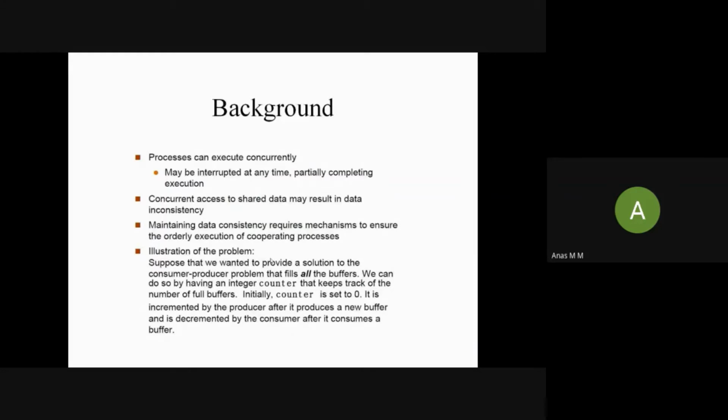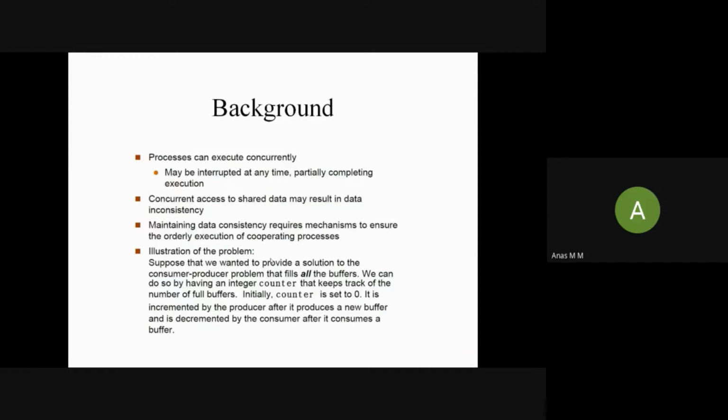The processes can execute concurrently, may be interrupted at any time, partially completing execution. Concurrent access to shared data may result in data inconsistency. Earlier we discussed data sharing and inter-process communication. But when we are using shared data and concurrent access, that will lead to an inconsistency in data. So maintaining data consistency requires a mechanism to ensure the orderly execution of cooperating processes.